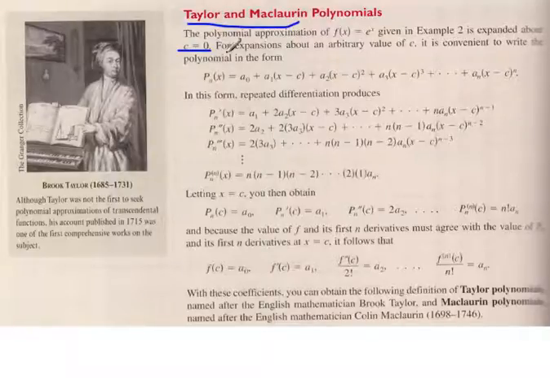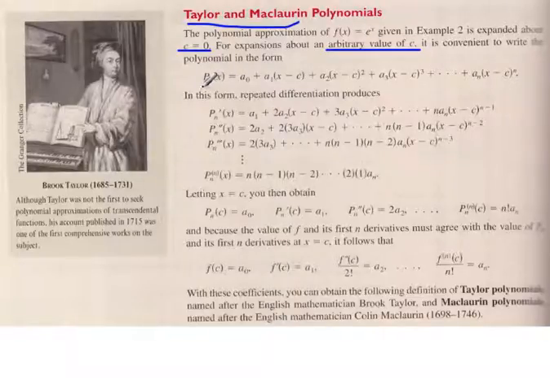So what if c wasn't 0? What if you wanted to create a polynomial approximation to a function like e to the x or any other function, and you wanted to do it at some arbitrary c, like you have a c in mind, but you don't want to be nailed down to something specific like 0 or 2? You want to be able to do it for anything you can imagine.